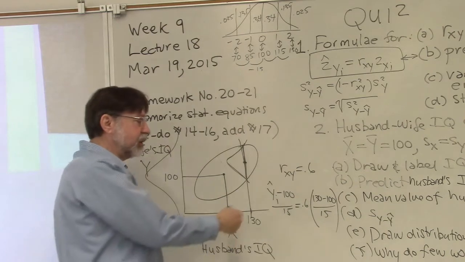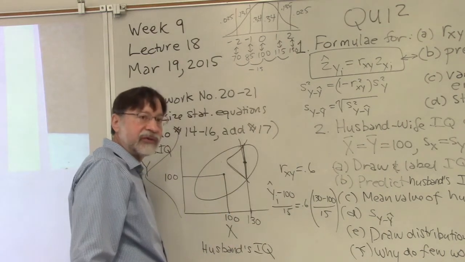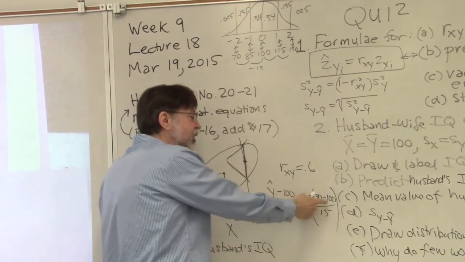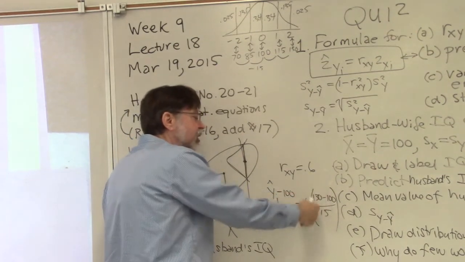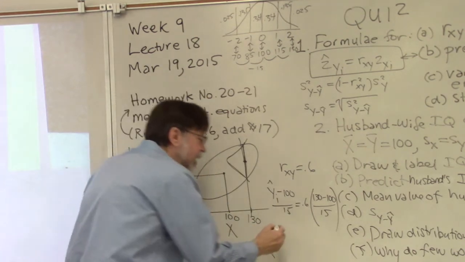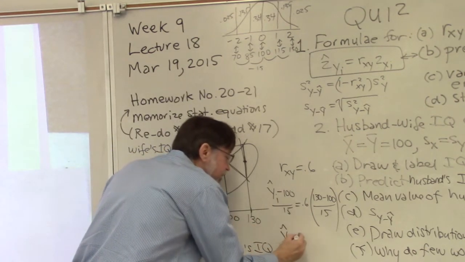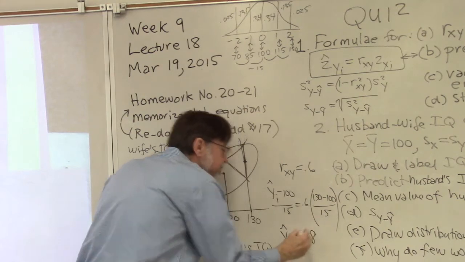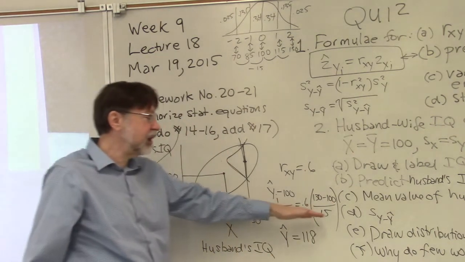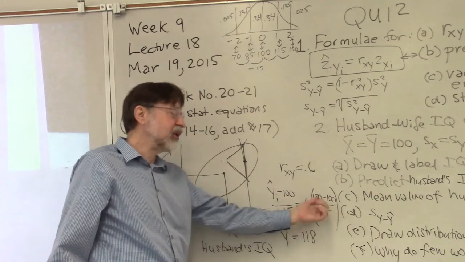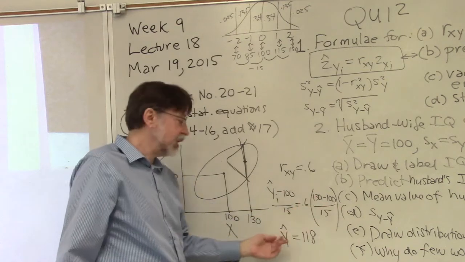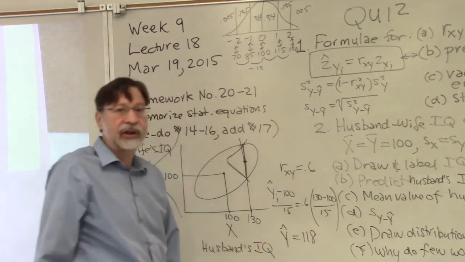Now we have 15 on both sides, multiplied by 15. We get y hat minus 100 equals 0.6 times 130 minus 100, which is 30. 0.6 times 30 is 18, so we have y hat is equal to 118. All right, so I multiplied through by 15, multiplied 0.6 times 30, added 100 to both sides, and I get y hat is equal to 118.